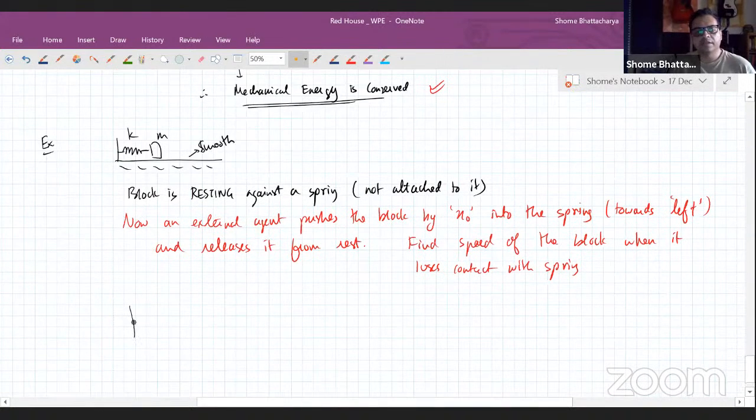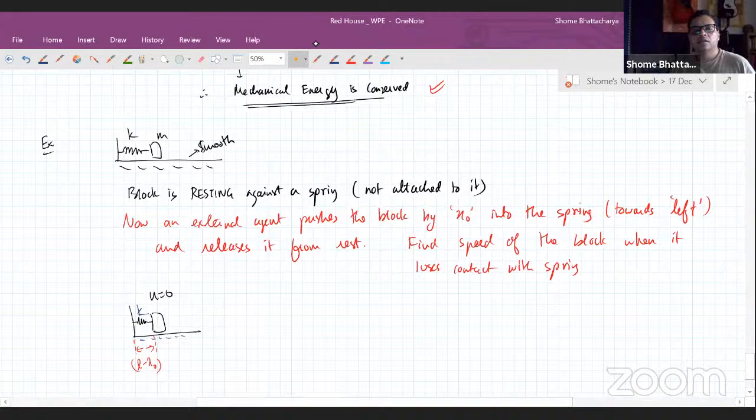So here what is happening is, initially your external agent has pushed the block against the spring and released it from rest, such that the spring right now is compressed. It is at an L minus x naught kind of position, but the block is released from rest.